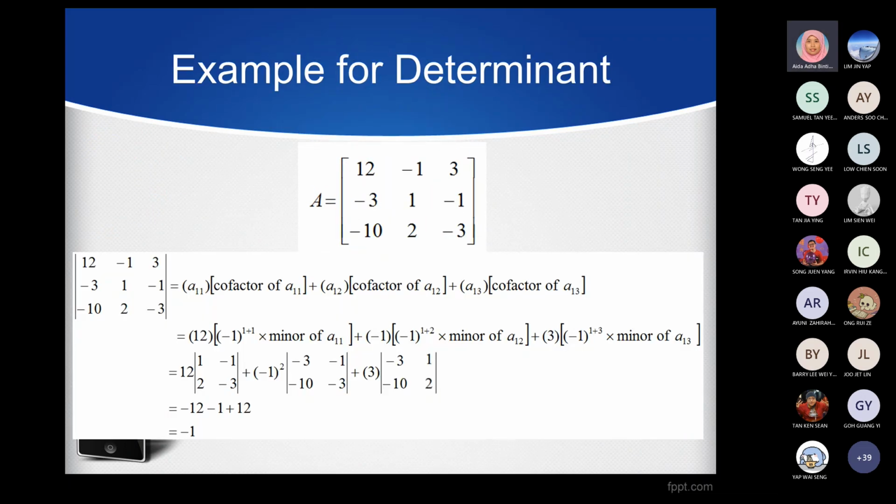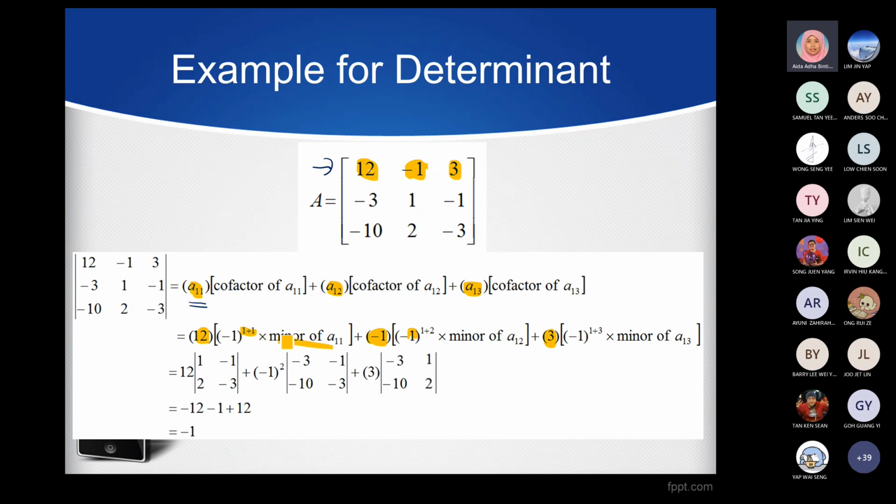This is an example. For the first example, this is the matrix. You can see here I use row number 1. The first term is a11, plus the second term is a12, which is -1 here, and the third term is 3 for a13. So this is the cofactor, a multiplication with -1 to the power of 1 plus 1 here, and this is the minor.